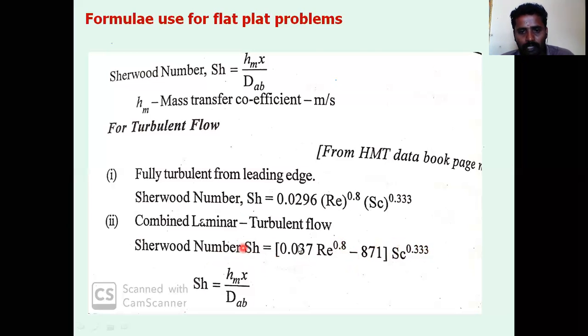After that, find the local Sherwood number. We find the h_m value by putting all the values in Sh, that is, Sh = h_m x divided by D_AB. These are the simple procedures followed for convection-type mass transfer.